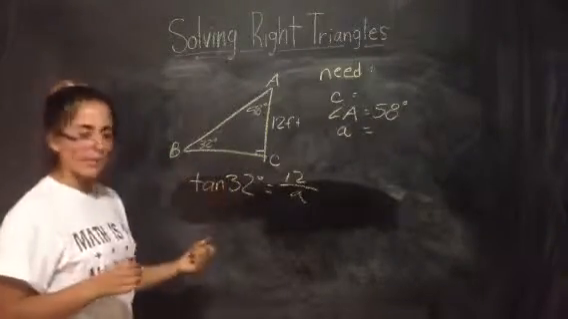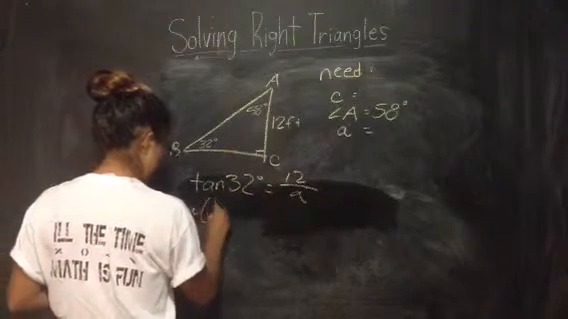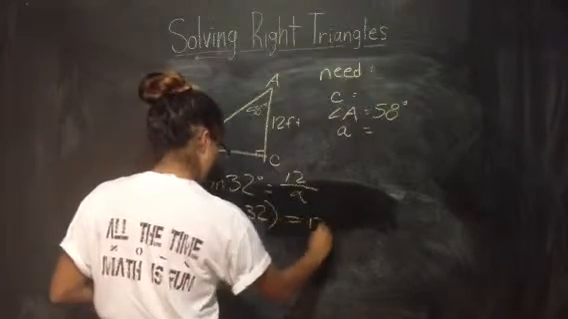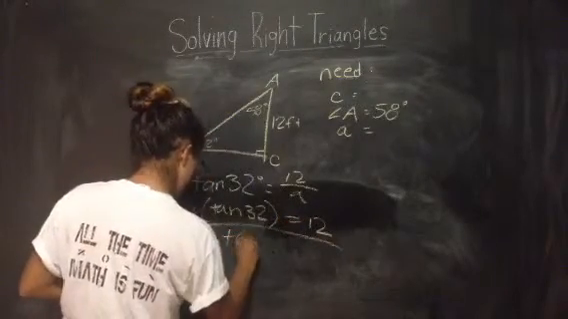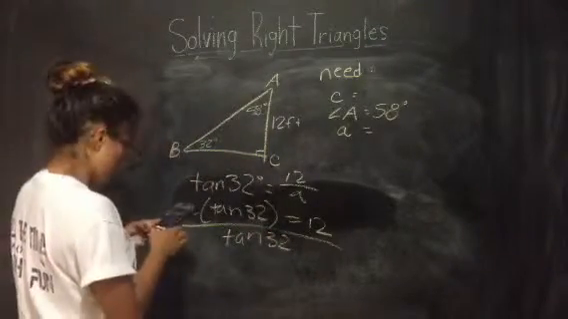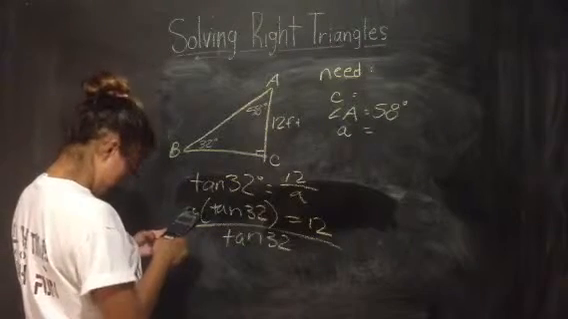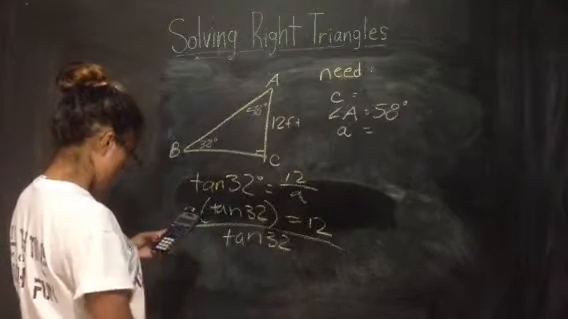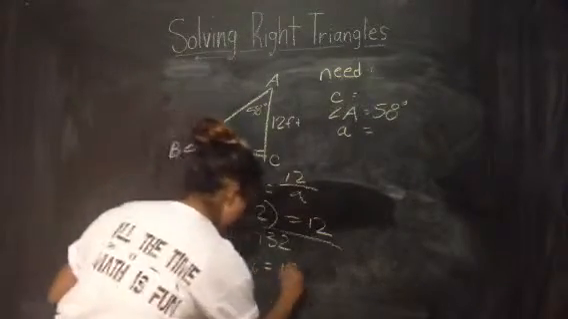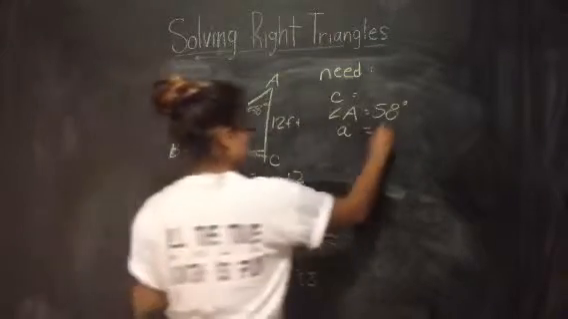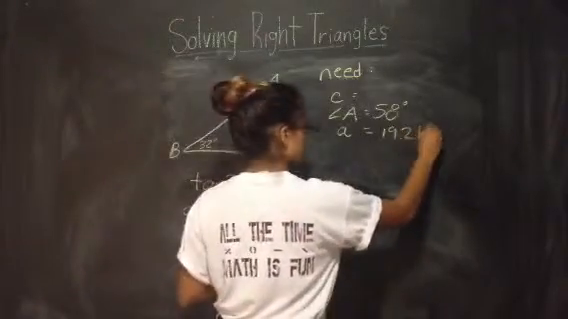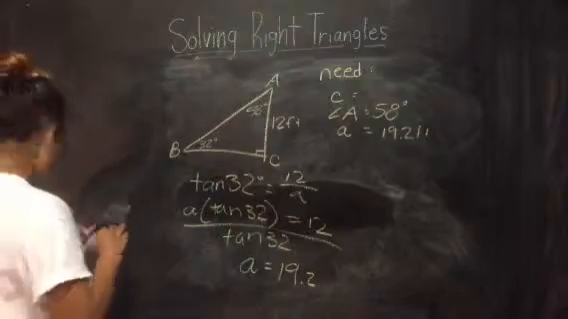And so from here it's simple algebra. You multiply both sides by A, and then you divide both sides by tangent 32. So then that would end up being 12 divided by tangent 32. And so A would equal 19.2 feet, because we have feet over here.